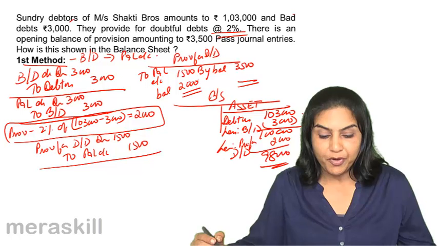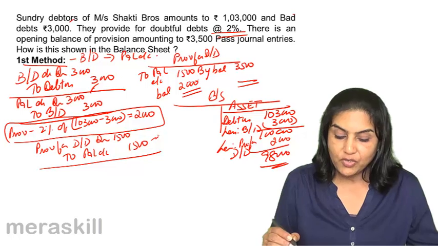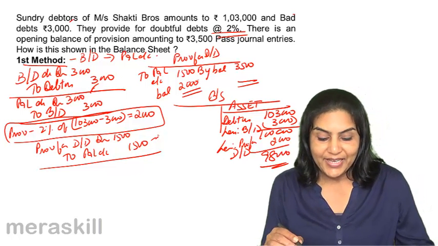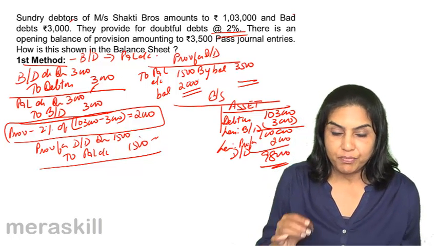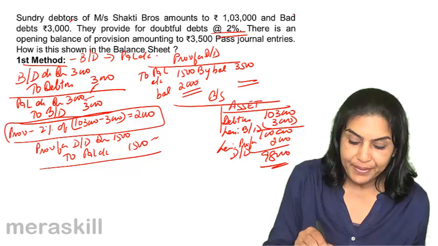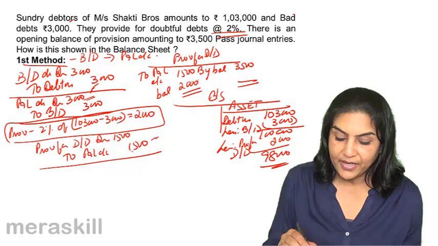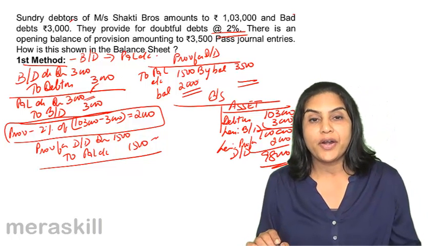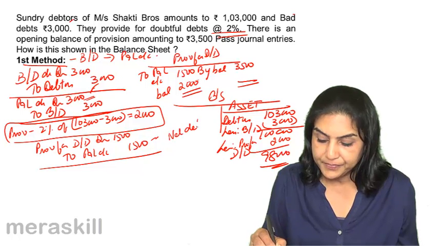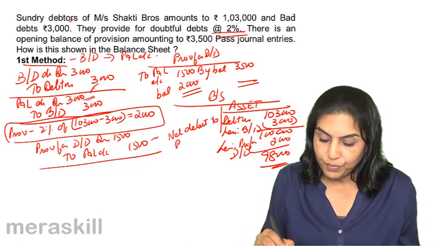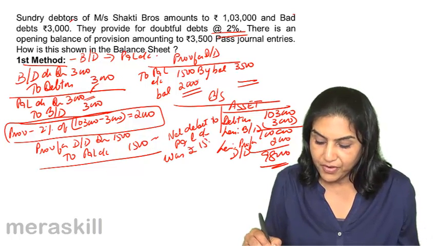But what has gone to the profit and loss? 3,000 has actually gone to the profit and loss. 1,500 has been written back. Net effect is 1,500 debited to the profit and loss account. Please remember, profit and loss account has been debited with 3,000 and again credited with 1,500 on account of provision for doubtful debts, so that the net debit to profit and loss account was 1,500.